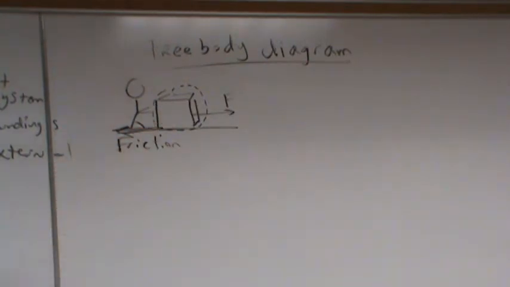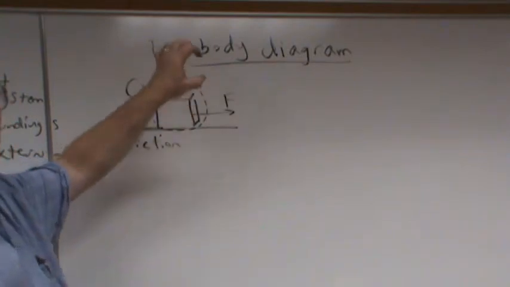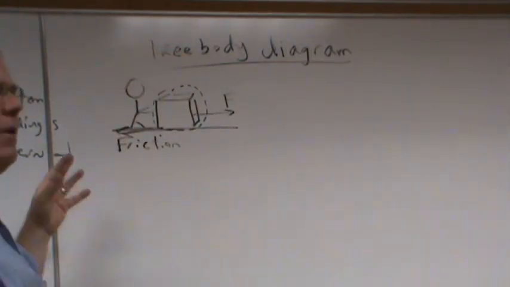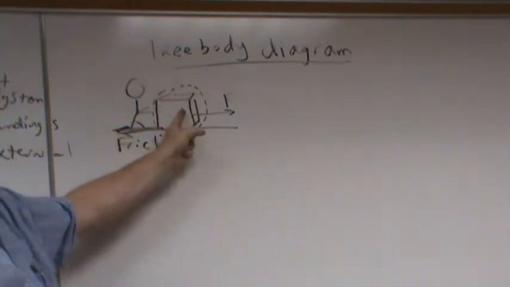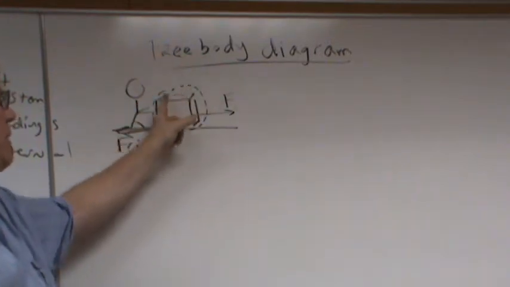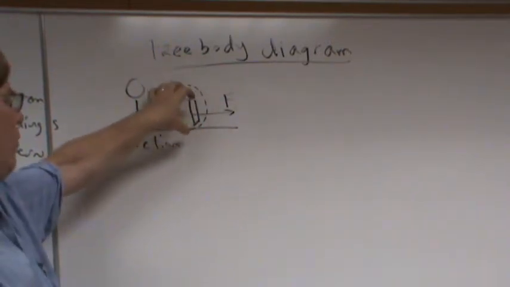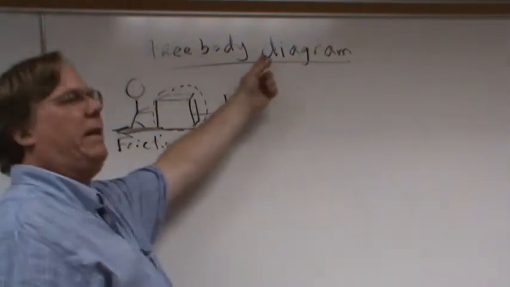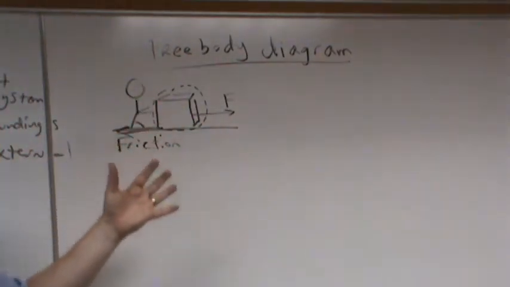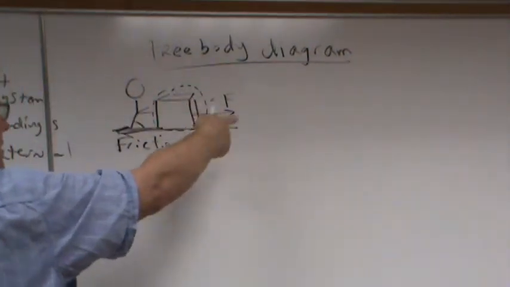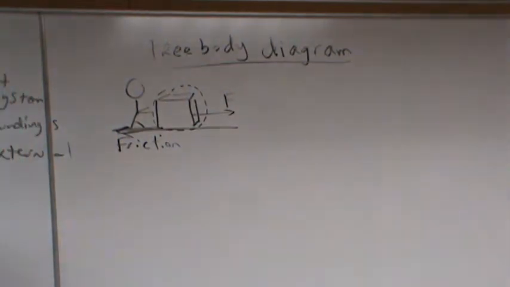So what I'm going to do is free this body from its surroundings. I'm going to ask myself, okay, what are the forces acting on this body? I'm freeing the body from the surroundings and just asking myself, what are the forces acting on this body? That's why we call it a free body diagram, because you're freeing it from the surroundings. You don't care about how it influences the surroundings, you only care about how the surroundings influence it. So here comes the rule.